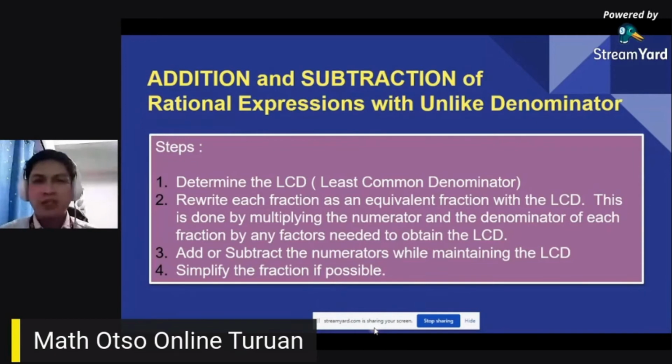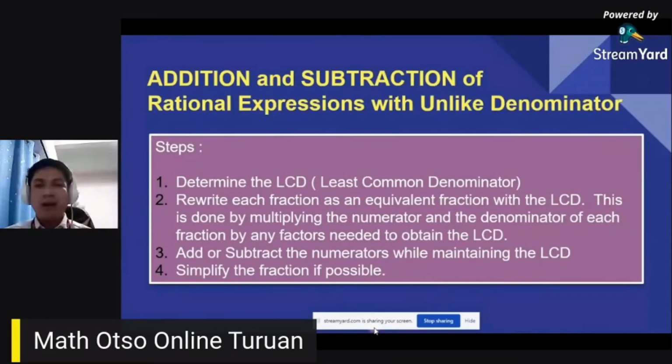Guys, pwede nyong i-screenshot yung steps na yan at maisulat sa inyong notebook. Para guided kayo, para may mare-review kayo in case na magkaroon na tayo ng evaluation. So these are the steps on how to add and subtract rational expressions with unlike denominator. Magkaiba ang denominator. So one by one babasahin ko para sa inyo. Number 1, eto na. Determine the LCD. So what is LCD? The least common denominator. At alam ko nung kayo ay elementary days na pag-aralan nyo na ang pagkuha ng least common denominator.